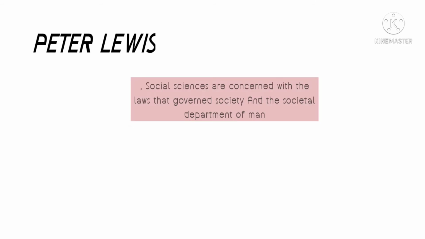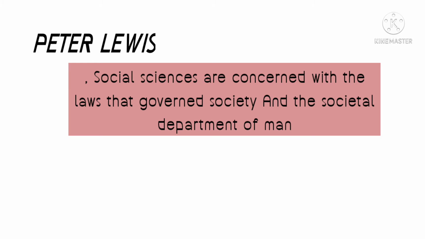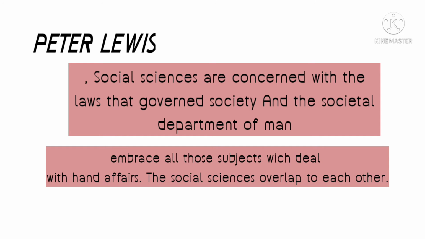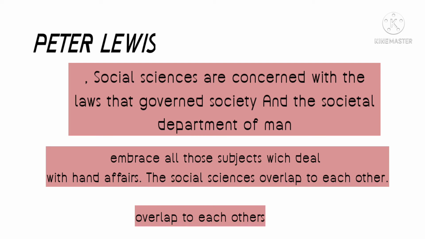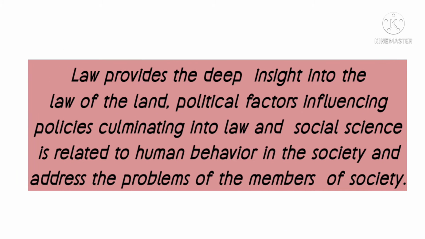According to Peter Lewis, social sciences are concerned with the laws that govern society and the social department of man. So we can say that social science embraces all those subjects which deal with human affairs. The social sciences overlap each other. Law provides deep insight into the legal and political factors influencing policies, culminating into law, and social science is related to human behavior in society and addresses the problems of the members of society.